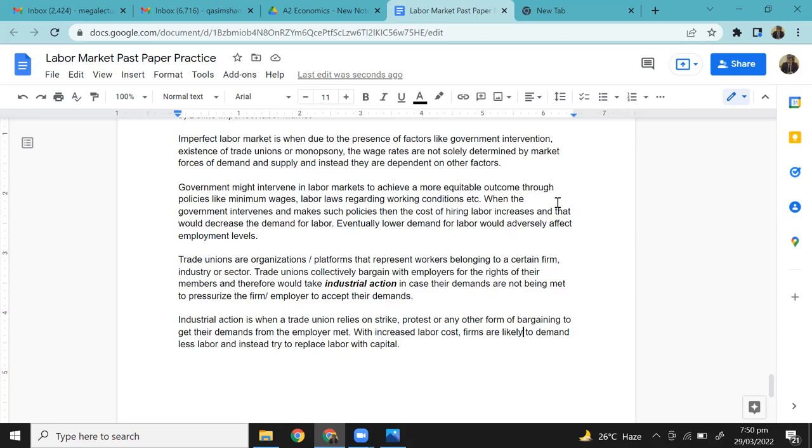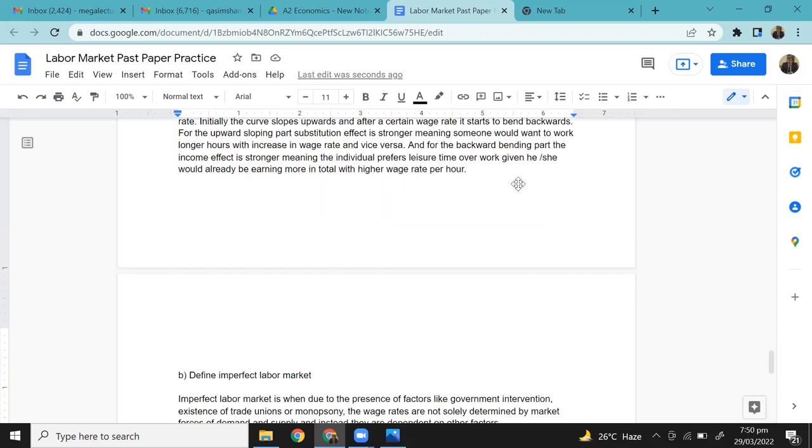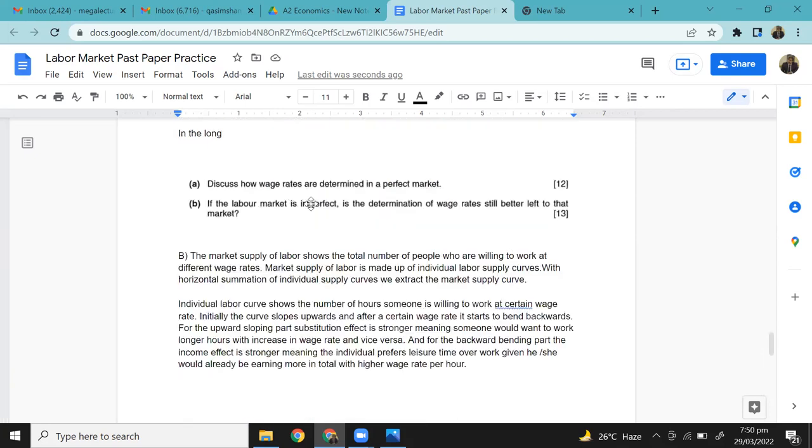So that would negatively affect the employment levels. As the question is saying, if the labor market is imperfect, is the determination of wage rates still better left to that market? In this case, you would say perhaps the wage rates will be better for the workers, but the problem is that the employment levels will be negatively affected. So there's one good side to it and one bad side to it. Abdullah, are you getting me? So the wage determination would be in favor of whom? If it's a trade union, then the wage rates will be higher and in favor of the workers. But that would mean lesser employment overall because companies would want to hire less labor. Yes or no?